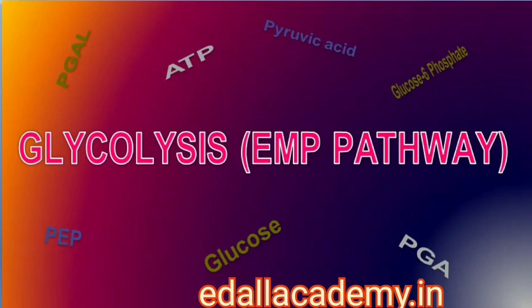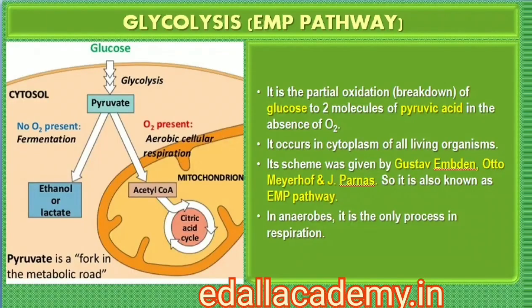Organisms retain the enzymatic machinery to partially oxidize glucose without the help of oxygen. This breakdown of glucose to pyruvic acid is called glycolysis. The term glycolysis has originated from the Greek words, glykos for sugar, and lysis for splitting. The scheme of glycolysis was given by Gustav Embden, Otto Meyerhof, and J. Parnas, and is often referred to as the EMP pathway.